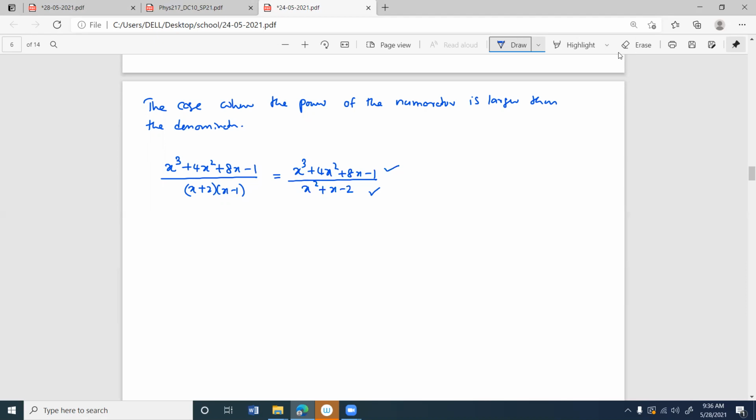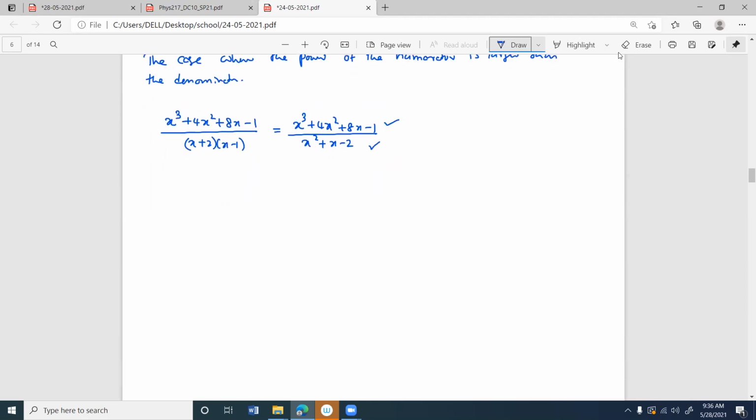What do you mean by this? Let's try to understand from this question today. Here you can see the power of the numerator is higher. Therefore, I will divide this term by this denominator. Expand the denominator and write it: x squared plus x minus 2. We use the same long division technique. Compare the first term to the first term: how many x squared terms are there in x cubed? It turns out to be x.